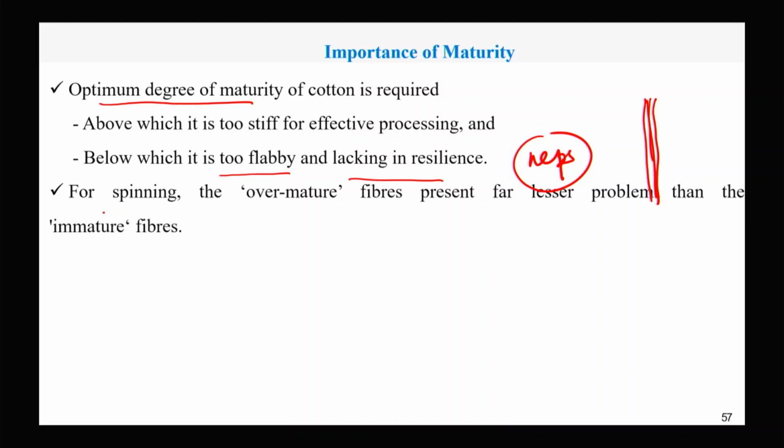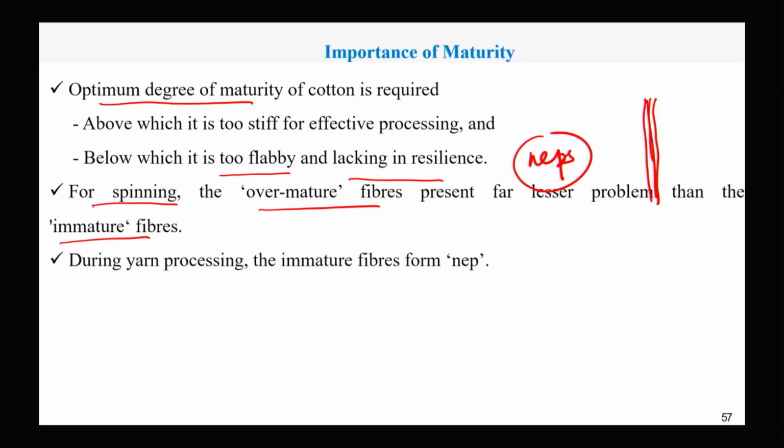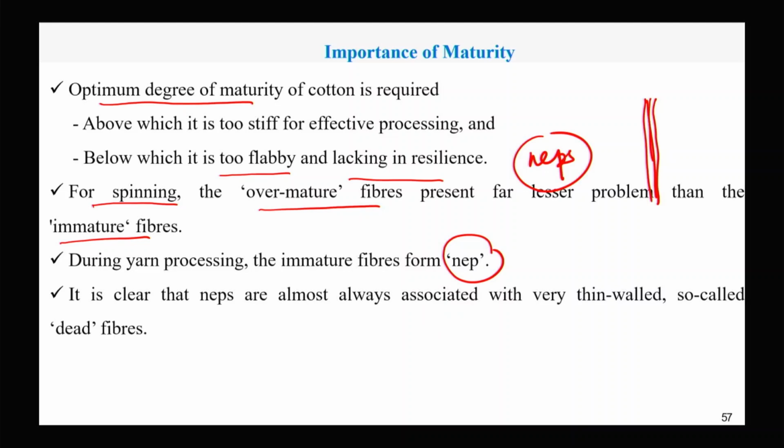As far as spinning is concerned, the over-mature fibers, although they create problems, create lesser problems than the immature fibers. Immature fiber basically forms the naps, which remain in the yarn and ultimately in the fabric. These naps are basically generated due to the dead fibers, as I have mentioned already.